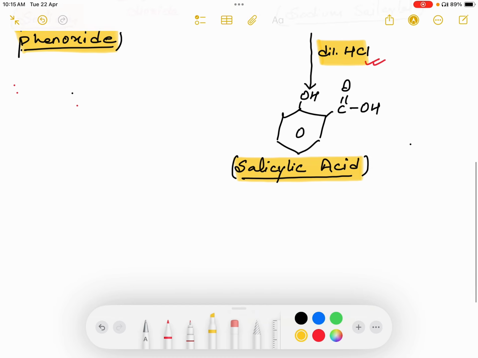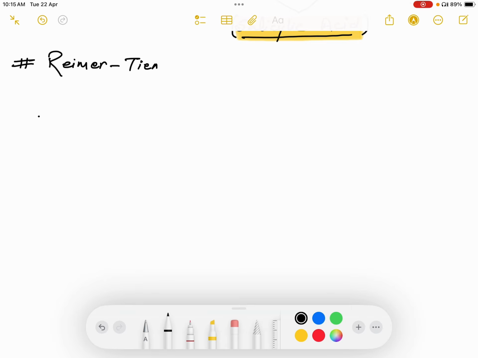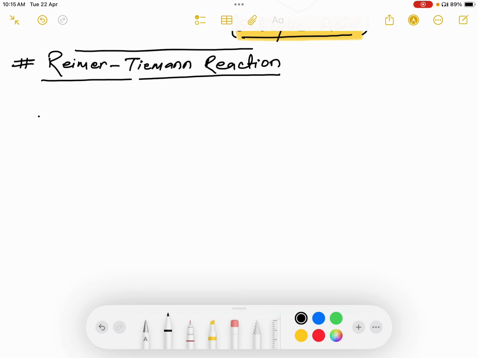Okay, let's move on to the second most important reaction, that is the Reimer-Tiemann reaction. What exactly is the Reimer-Tiemann reaction? You might find this question, it's a much repeated one.